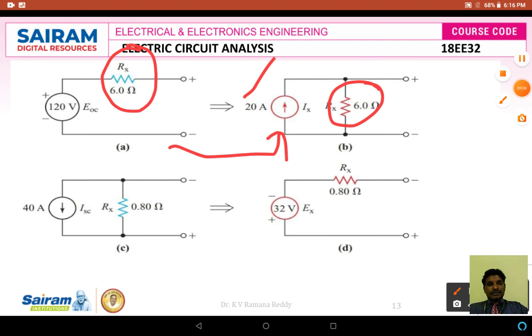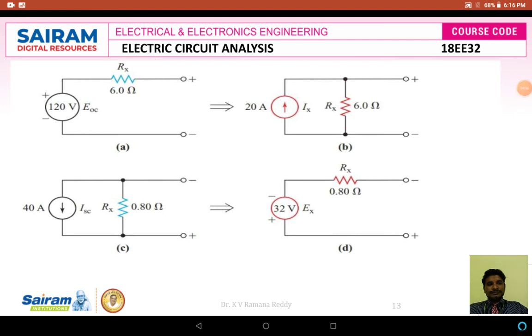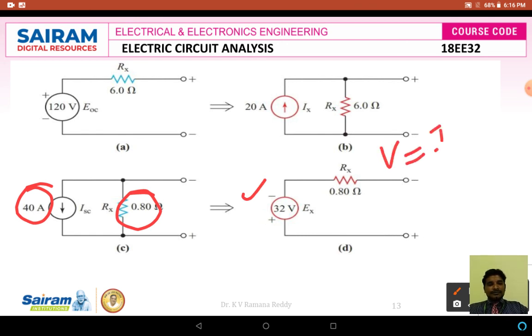In a similar manner, let us see one more problem. They have given a current source value of 40 amperes and its internal resistance of 0.8 ohms. I want its equivalent voltage source value. For that we know the formula V is equal to I into R. What is I here? 40 amperes, into its internal resistance 0.8. 40 into 0.8 becomes 32. Therefore 32 volts is the voltage source.